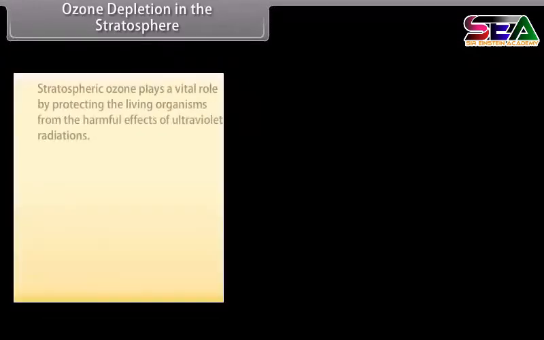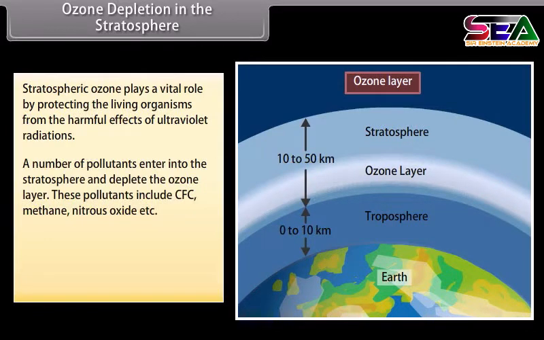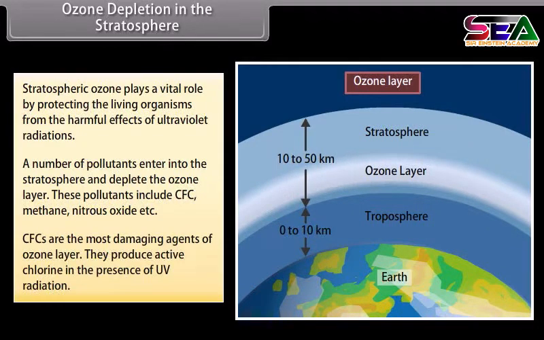Ozone depletion in the stratosphere. The stratospheric ozone plays a vital role by protecting living organisms from the harmful effects of ultraviolet radiation. A number of pollutants enter the stratosphere and deplete the ozone layer. These pollutants include CFC, methane, nitrous oxide, etc. CFCs are the most damaging agents of the ozone layer. They produce active chlorine in the presence of UV radiation.